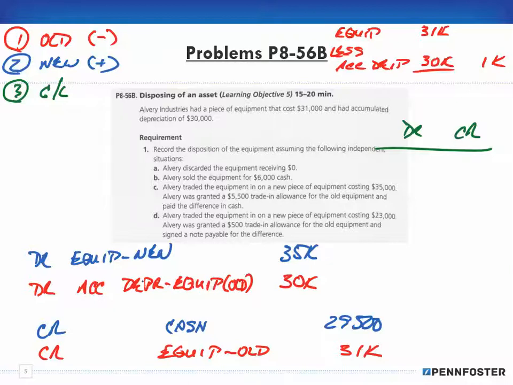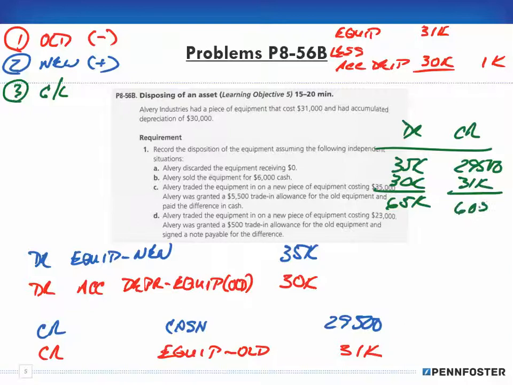Now let's look at number 3, the gain or loss. Well, on my debit side, I've got 35 and 30, which is 65,000. And I've got 29,500 and 31,000, so that's 60,500. So the difference between those two is $4,500. Okay, so that's a gain on the equipment.